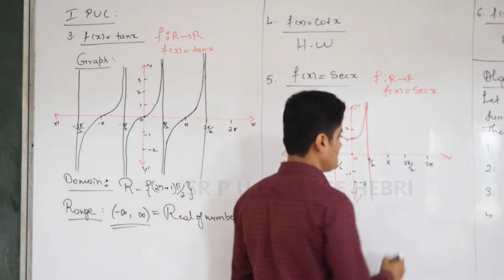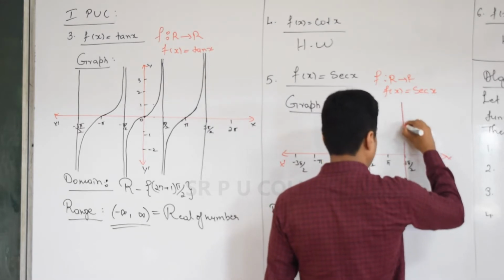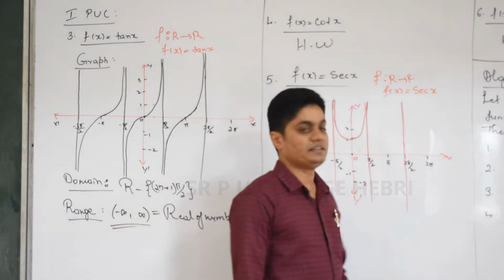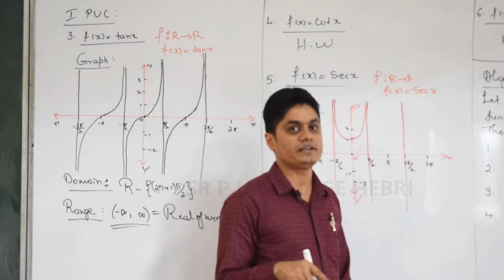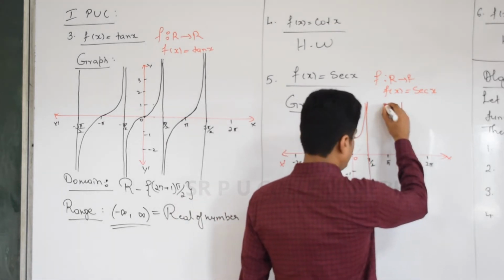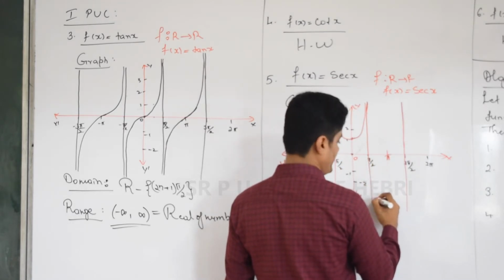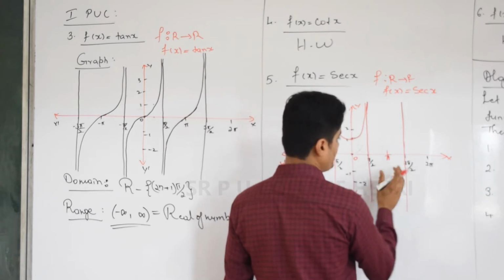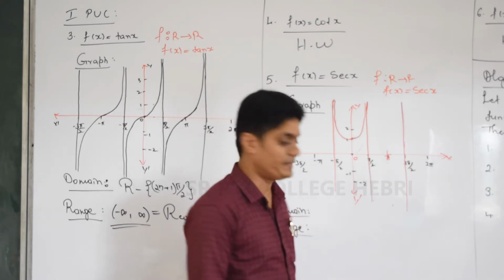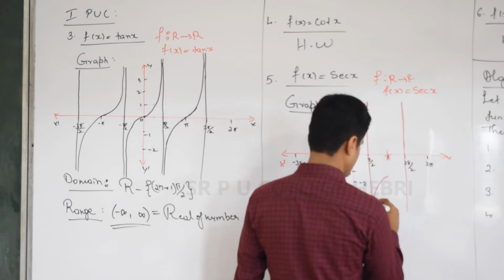Now let's understand the shape of the graph between pi by 2 and 3 pi by 2. Pi by 2 to pi is the second quadrant, and in the second quadrant secant x is negative. What is secant of pi by 2? Infinity. The graph starts from there. Next, secant pi: what is cos pi? Minus 1. So secant pi is minus 1, and the graph comes like this.